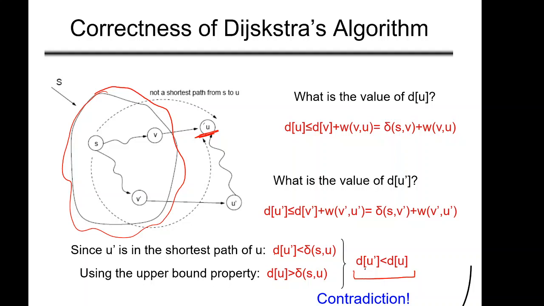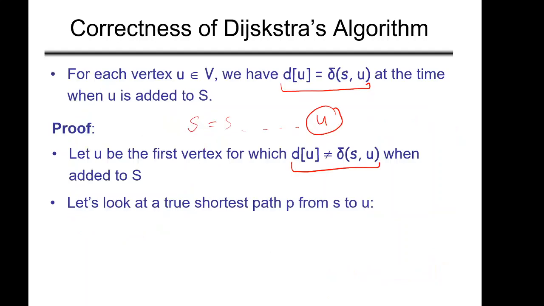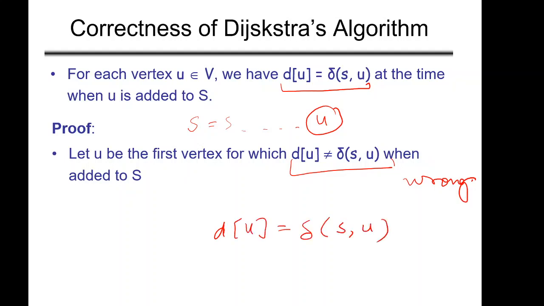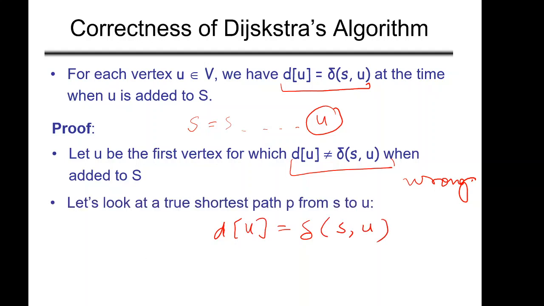Since u is the first element we are picking, this is wrong. There is a contradiction: D of u is the least among all the vertices. If this is true, then whatever we assumed, that D of u is not equal to the shortest distance, is wrong, because there is a contradiction, and hence D of u is equal to S of u. In this way we can prove the correctness of Dijkstra algorithm.